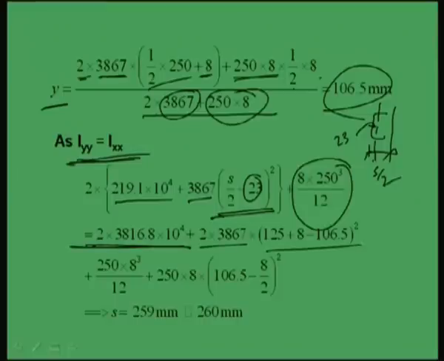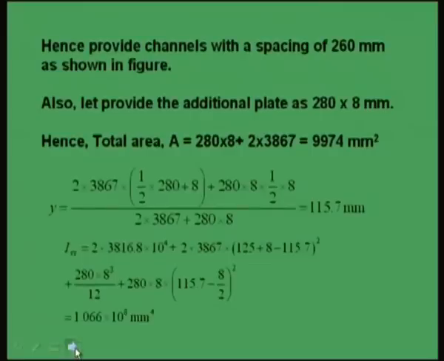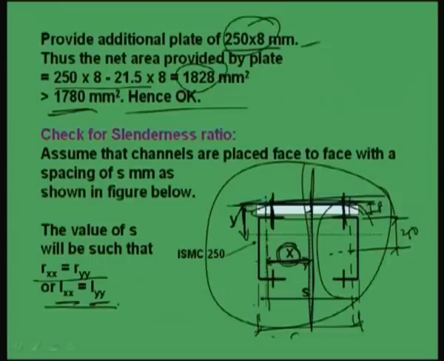R square. R will be 125 plus 8 where the CG is placed, minus this Y, plus the plate at its own axis, then AR square. Now, if we make IYY and IXX equal, we will get the value of S as 260 mm. Hence, provide channels with a spacing of 260 millimeter as shown in the figure. So this will become 260 millimeter.